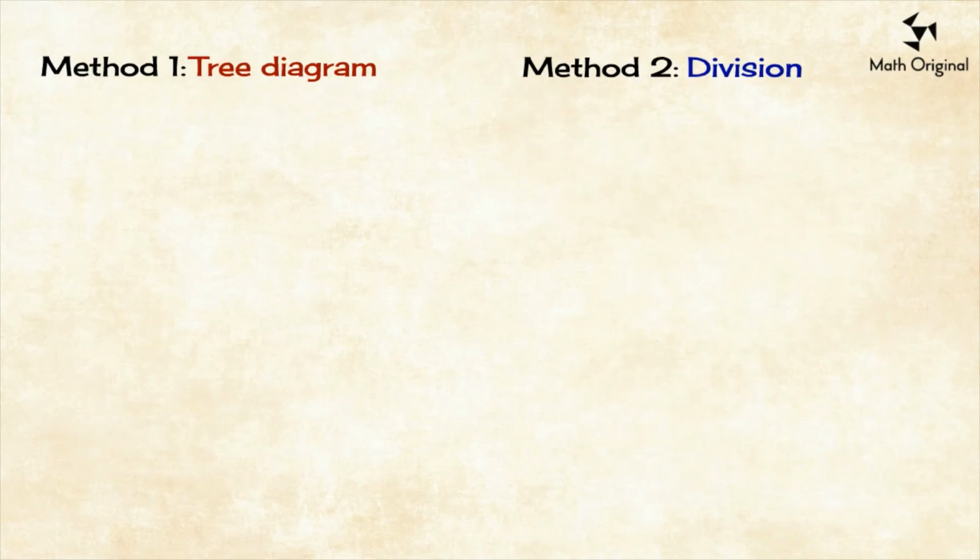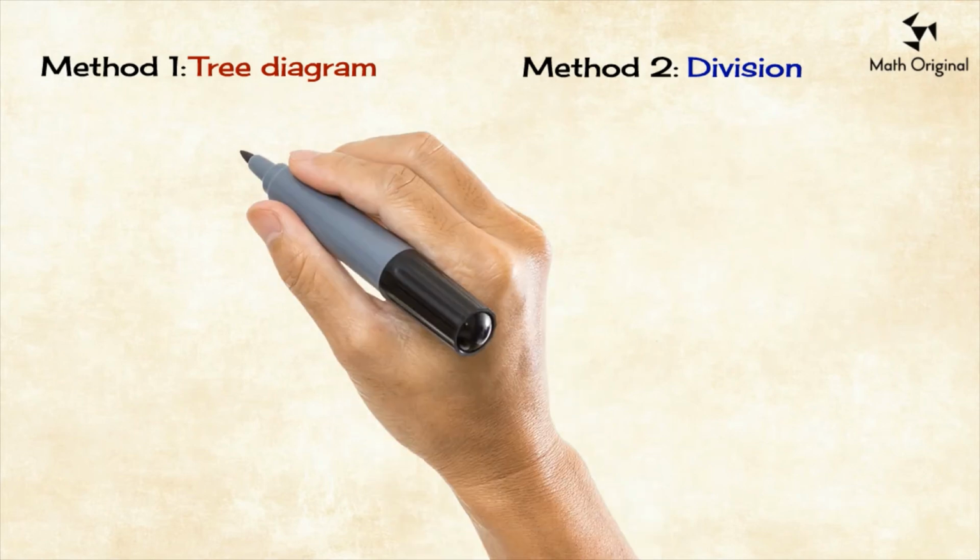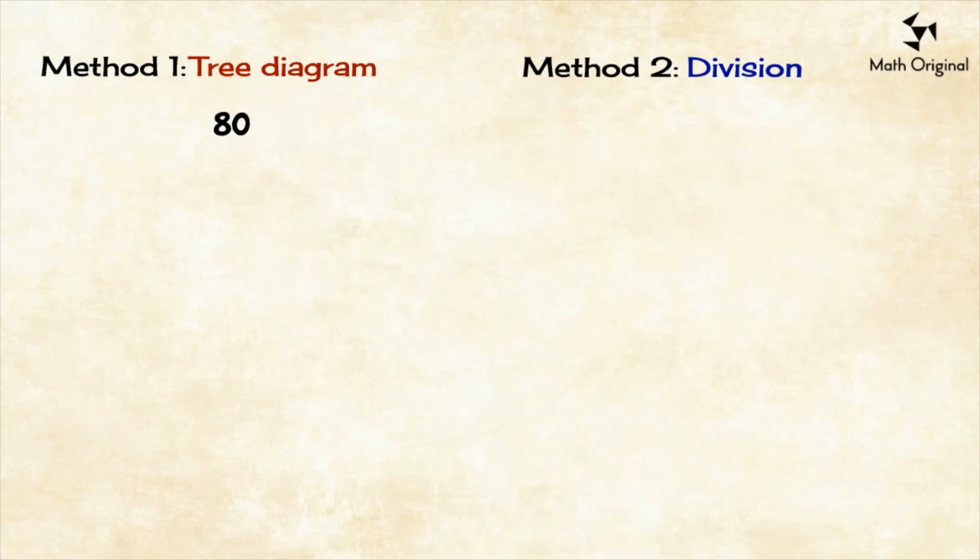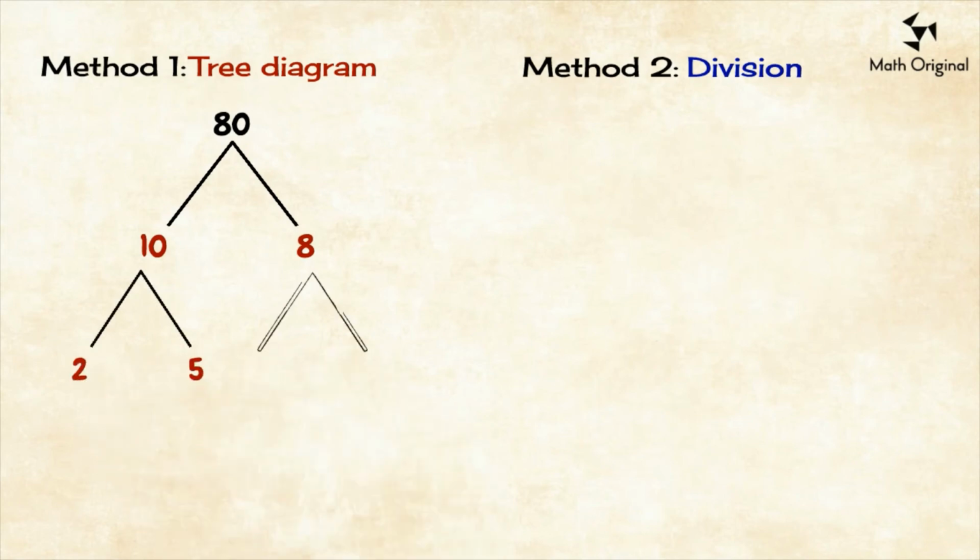Let's see another example using those two methods. Finding the prime factors of 80 using the tree diagram. Firstly, we write 80 as a product of two numbers, 10 and 8. Since none of them is prime we write them both as products of two numbers. 10 as 2 and 5. 8 as 2 and 4.